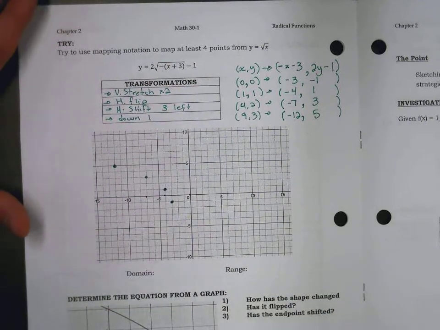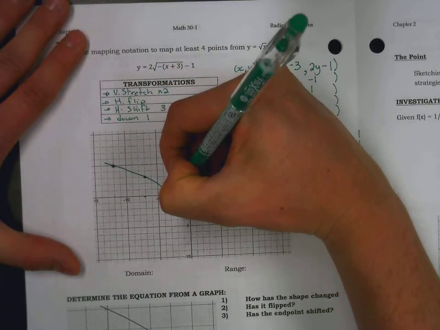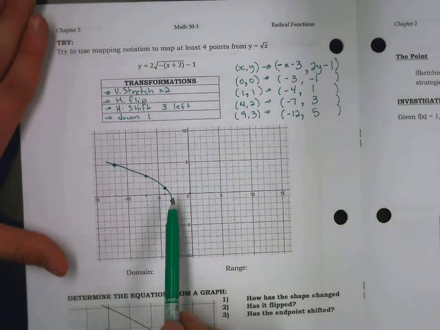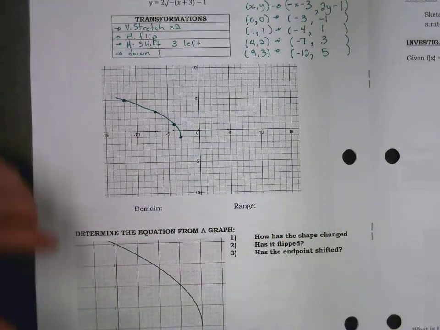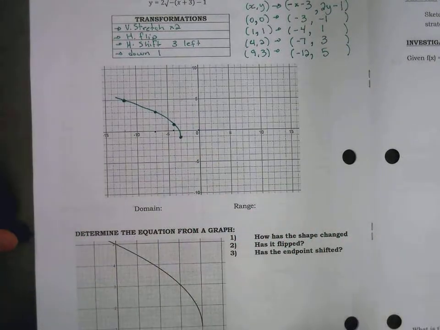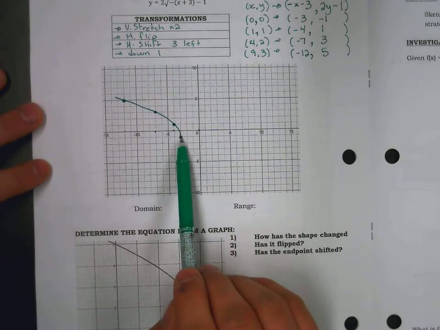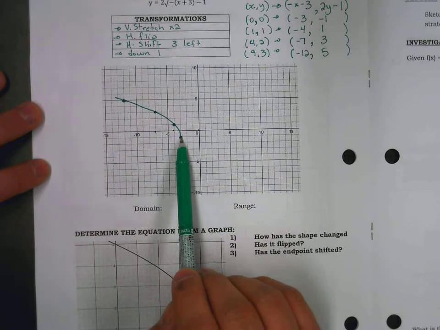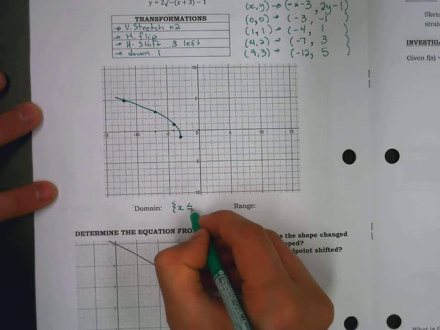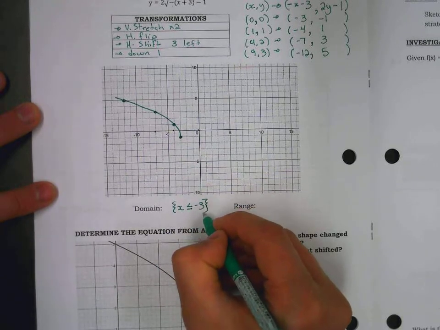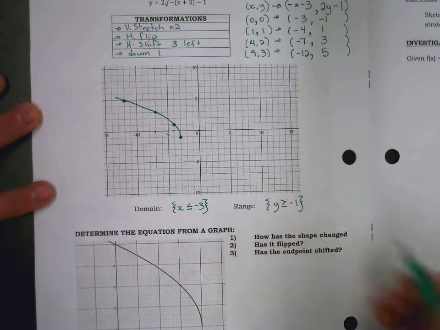Does this appear as a radical? It sort of does. We'll trust a little bit of our work, but does it make sense that this is horizontally flipped? Yes. Does it make sense that this was vertically stretched? Sure, it looks a little bit vertically stretched. Has this shifted three left and one down? Yes, I feel confident with this now in saying that this exists everywhere to the left of or equal to negative 3. I feel confident that this exists everywhere above or equal to negative 1, and there's a domain and a range.